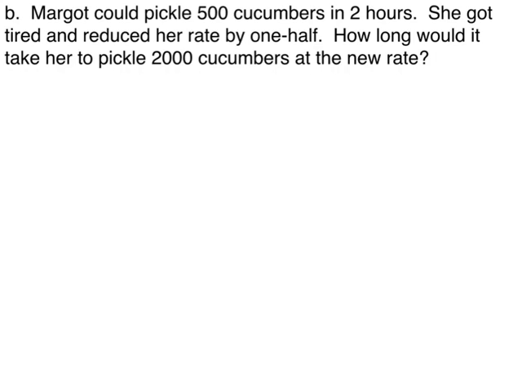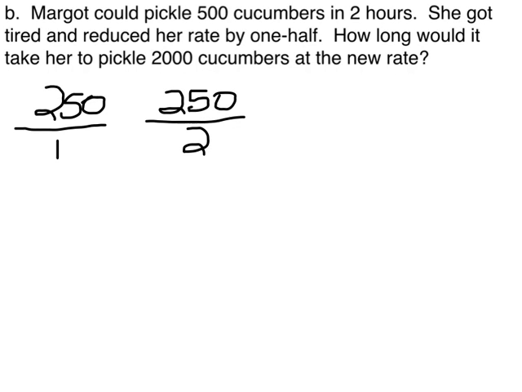Alright, and finally, Margot could pickle 500 cucumbers in 2 hours. So that would be 250 per hour. She got tired, and she reduced her rate by 1/2. So that means she's going to divide that rate by 2. Now, her new rate is 125 pickles per hour. How long will it take her to pickle 2,000 cucumbers at this new rate?